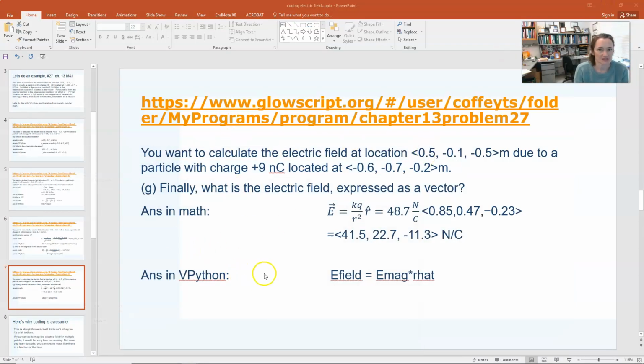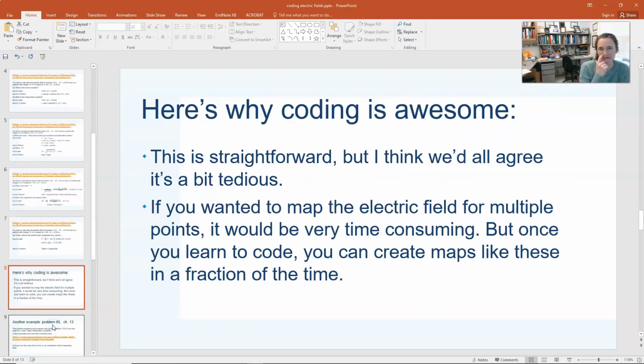Okay, so that's super simple. One charge, one observation location. But maybe it's a little too simple, right? Maybe what you really want to do is create some kind of map of what the electric field looks like all over space, okay? That would probably be more useful for most visualizations.